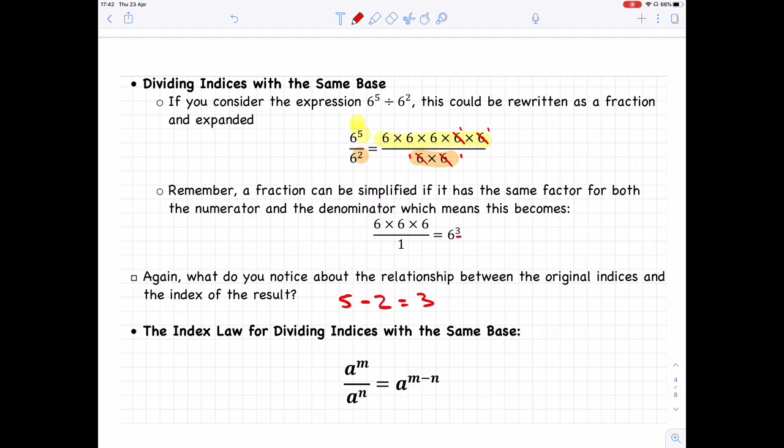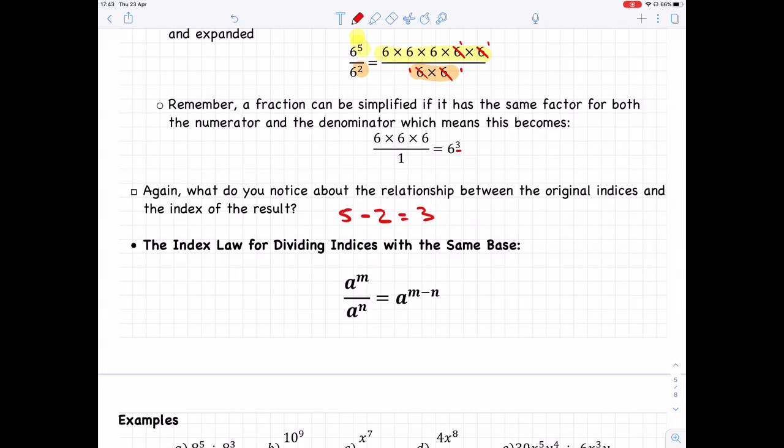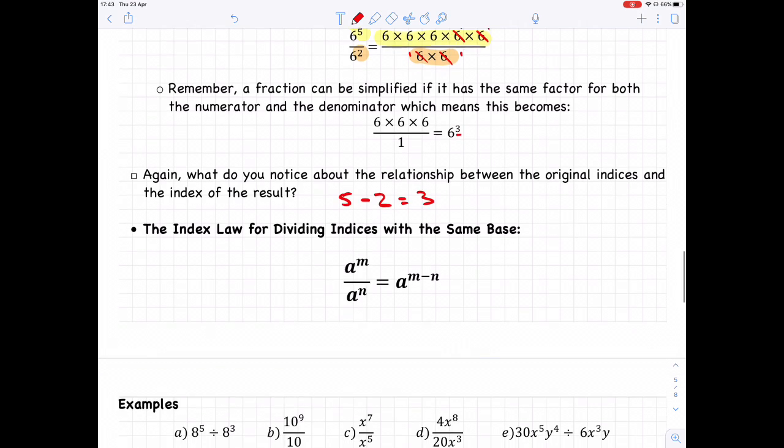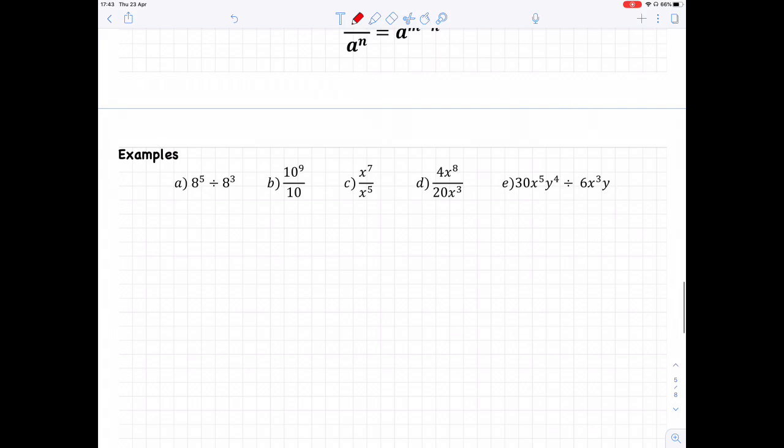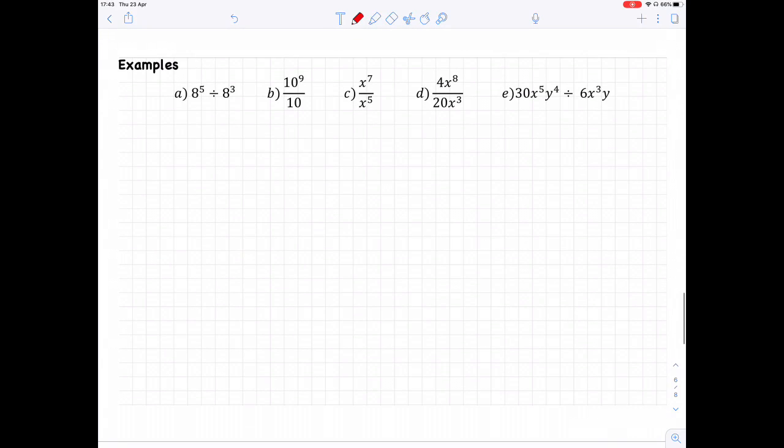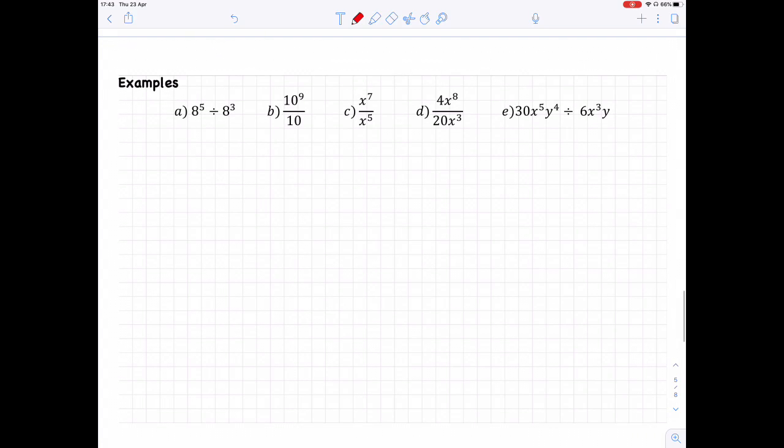So when we are dividing indices with the same base, what we're going to do is we are going to subtract the number with the index that we're dividing by from the index that we're dividing. So in general form, what that means is we have a to the power of m divided by a to the power of n. Well, that's equal to a to the power of m minus n. Now, the reason why we put it into fractional form is it makes it a lot easier to cross out those common factors originally, but once we have that index law, we can jump straight to it.